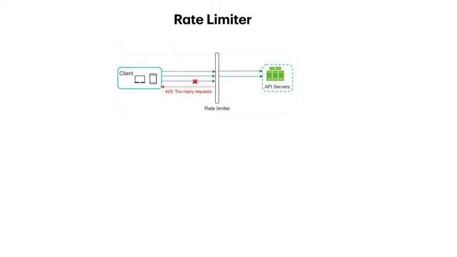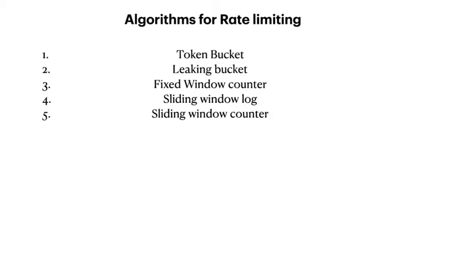Okay, so let's jump to the next slide, which tells about the algorithms of rate limiting. There are 5 algorithms mostly used for rate limitation. One is the token bucket, then leaking bucket, fixed window counter, sliding window log, and sliding window counter. These are the major 5 algorithms used for rate limitation. We will see all of these algorithms one by one. In the next slide, we will look into the token bucket algorithm.